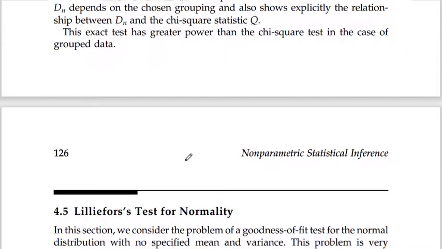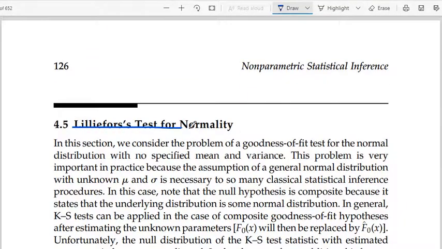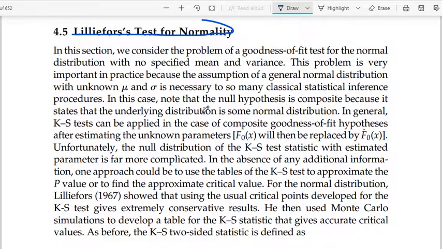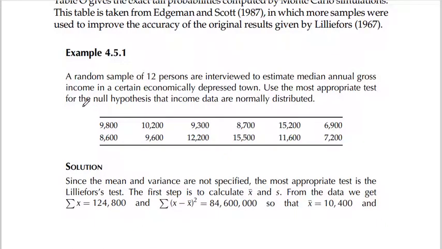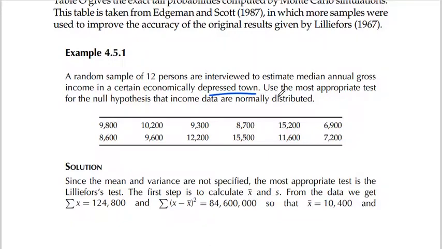Now see, this is an example related to the normal distribution. This is my sample data. A random sample of 12 persons is interviewed to estimate median annual gross income in a certain economically depressed town. Use the most appropriate test for the null hypothesis that the income data is from a normal distribution. See, this is my data.